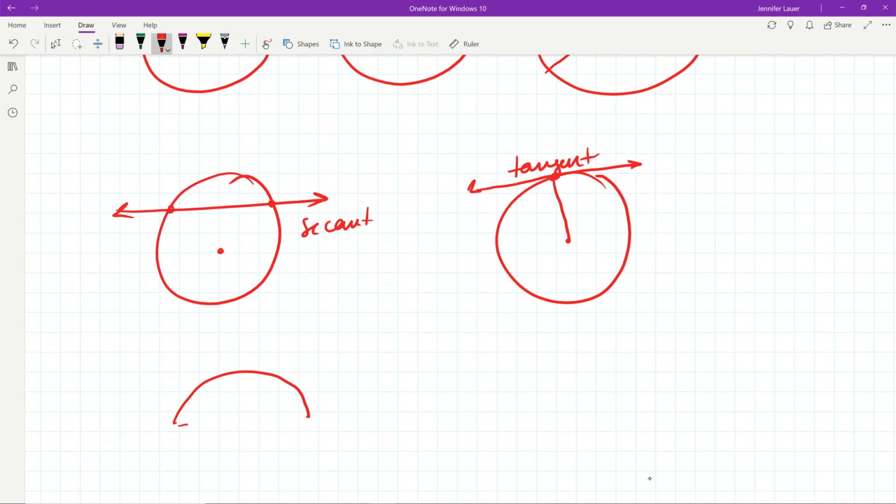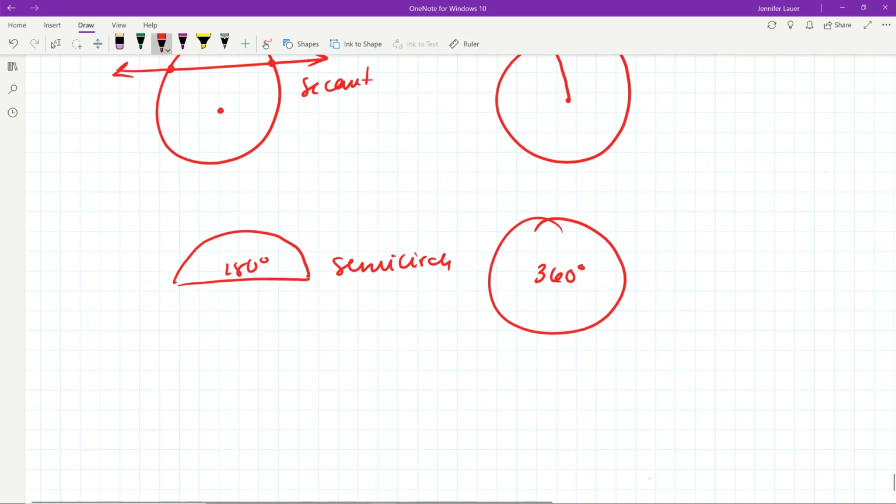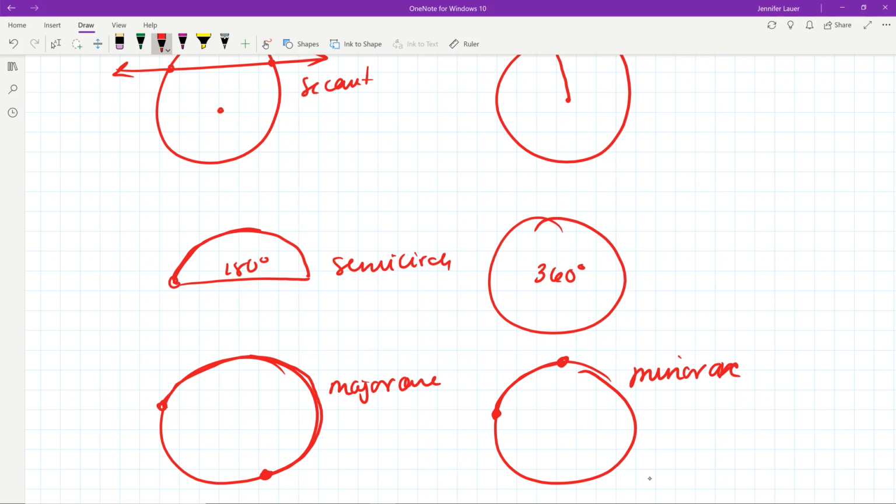Hopefully you know half of a circle is a semicircle, and that this is 180 degrees. A whole circle measures 360 degrees. Then you have what's called major arcs and minor arcs. So a major arc is going to take up more than half of a circle. So this would be a major arc. And then a minor arc would take up less than half the circle. This is called a minor arc. And then, of course, if it was perfectly 180 like this, it would be a semicircular arc.